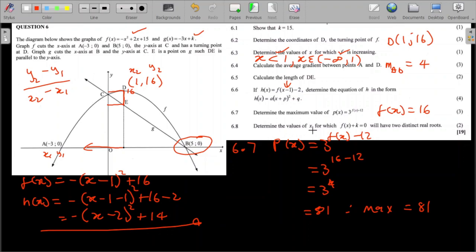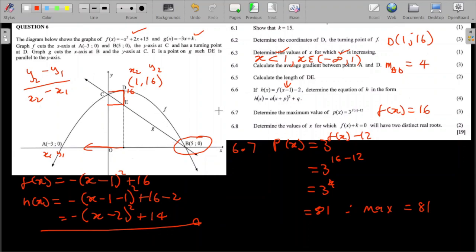Now 6.8, they're asking us to determine the value of x for which f at x plus k is equal to 0 will have two distinct real roots. Now here what is happening, they're asking us if this graph, we can move this graph to the point that it's having two distinct roots. So if this graph here from OD going down, going down, going down, how many units can we move this graph going down for it to still have two distinct roots? The moment we move this graph until this turning point passes this x-axis, we are no longer going to have two distinct roots. Again, the moment this graph keeps on going up, we will have two distinct roots because this will not affect these two x-intercepts that we have here.